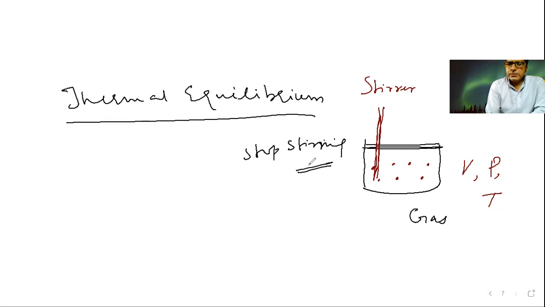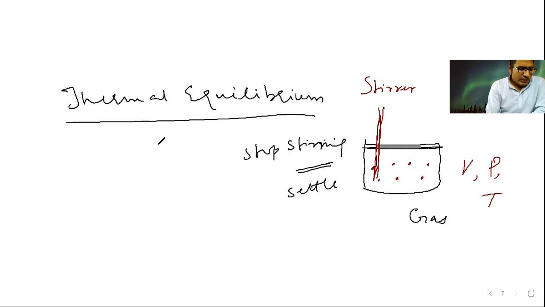Let the gas settle. When the gas settles, we see this gas is now in thermal equilibrium with itself. Only then can the pressure, temperature, and volume be assigned to this gas. How do we now define this thermal equilibrium?